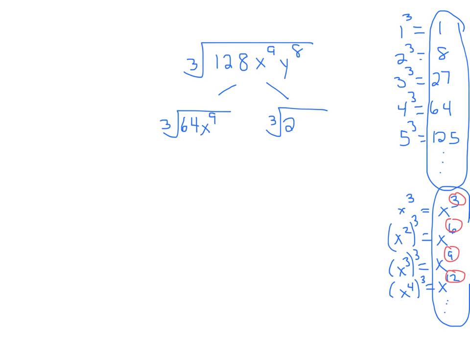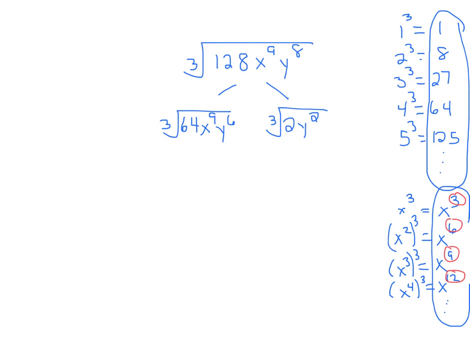Now, y to the 8th is not a perfect cube because 8 does not divide evenly by 3. So what we want to do is pull out the biggest perfect cube possible, which would be y to the 6th. 6 is the biggest exponent that's less than 8 that divides evenly by 3. That would leave us with y squared, so 2 y's left over that we need to put in our non-perfect cube radical.